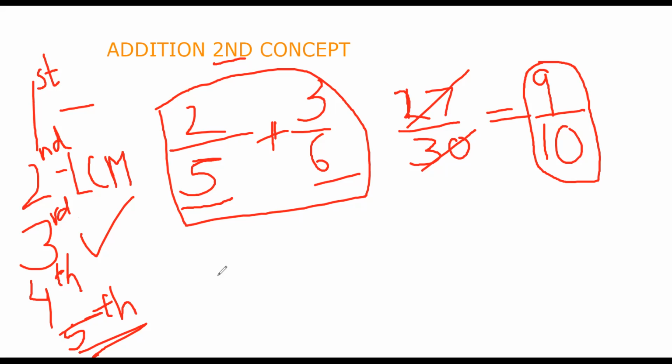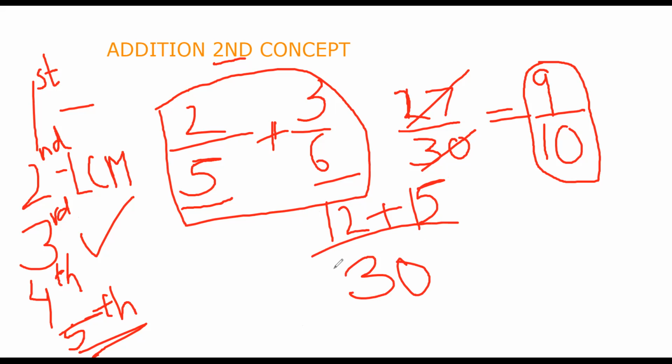It means that we have to write them like this. We have to write them to get the answer. This is the fourth step. And the fifth and last step is to add them. So we have to add them now and then simplify it. This was the fifth step. Okay, and as we have done all these 5 steps, we have understood the addition second concept.